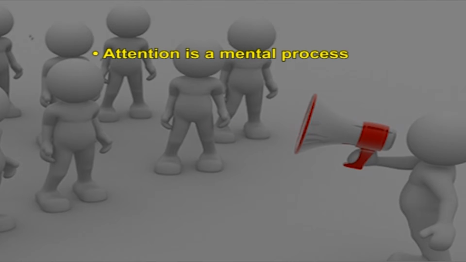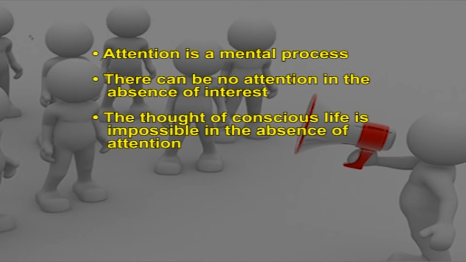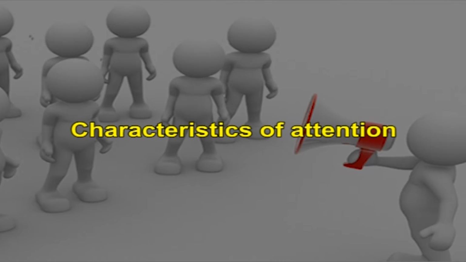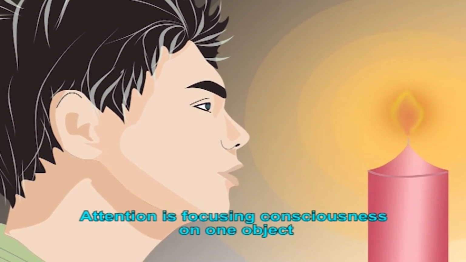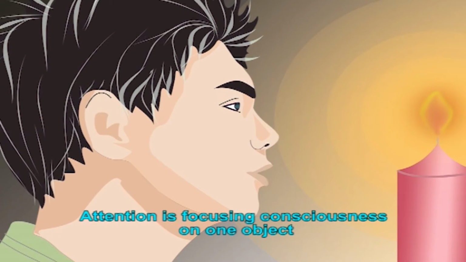One thing is, attention is a mental process, and we have seen that there can be no attention in the absence of interest. The thought of conscious life is impossible in the absence of attention. Attention creates readiness for performing a work, and attention is also a selective process. Attention is focusing consciousness on one object. One object is the focus of attention. All other objects are in the margin of attention.